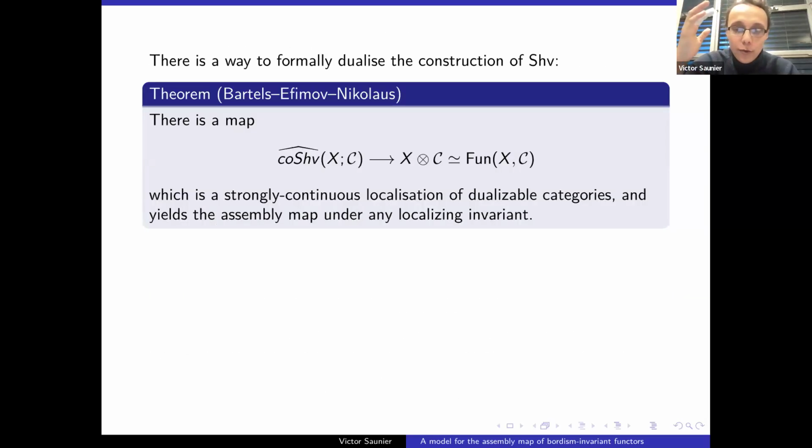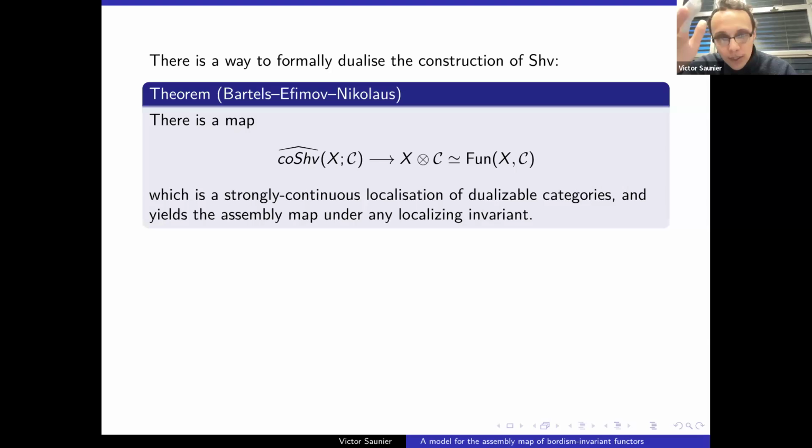So this is nice, right? It gives you a cohomology theory. Now remember, the assembly map was more of a homology theory, so we still have to do something to dualize this construction. But this has been done in unpublished work of Bartel, Efimov, Nikolaus. There is a recording of Thomas Nikolaus explaining this at some conference 2 years ago.